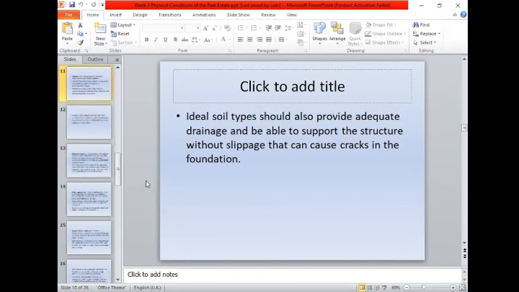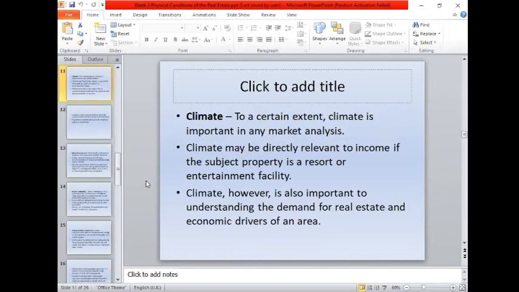Climate is also a physical condition because it is very important to analyze when conducting a market analysis. Because if the land is very vulnerable to climate damage, then it might be difficult for the property to sell, especially if we appraise the value, it might become less expensive or it can decrease the value of that land.